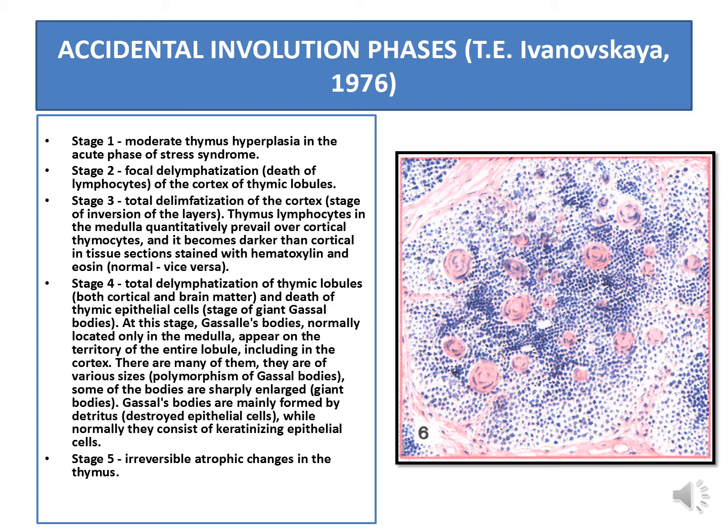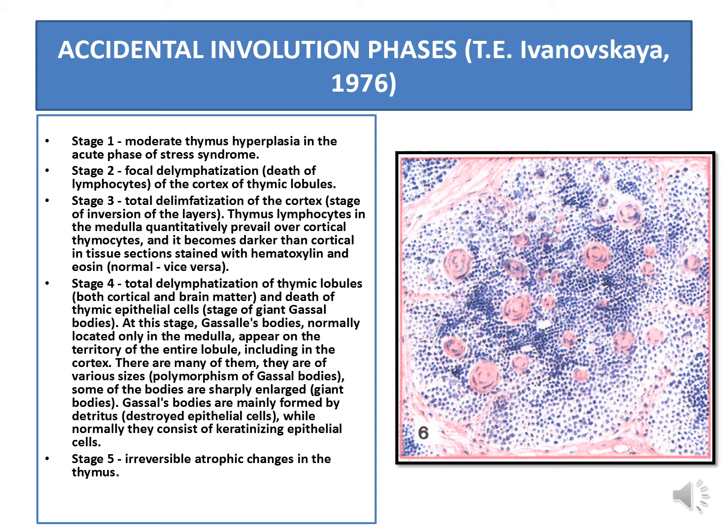Stage 1: moderate thymus hyperplasia in the acute phase of stress syndrome. Stage 2: focal delymphatization, in other words, death of lymphocytes, and we see fewer lymphocytes in the cortex of the thymus lobules. Stage 3: total delymphatization of the cortex.